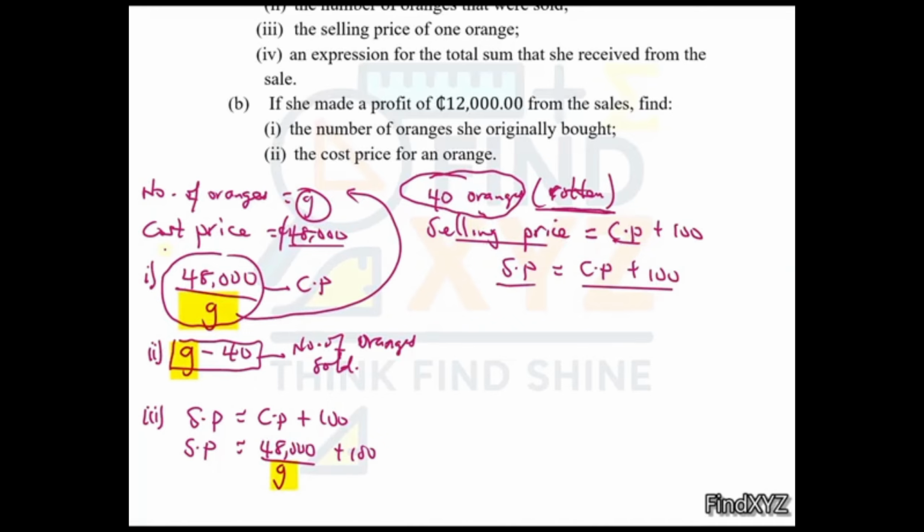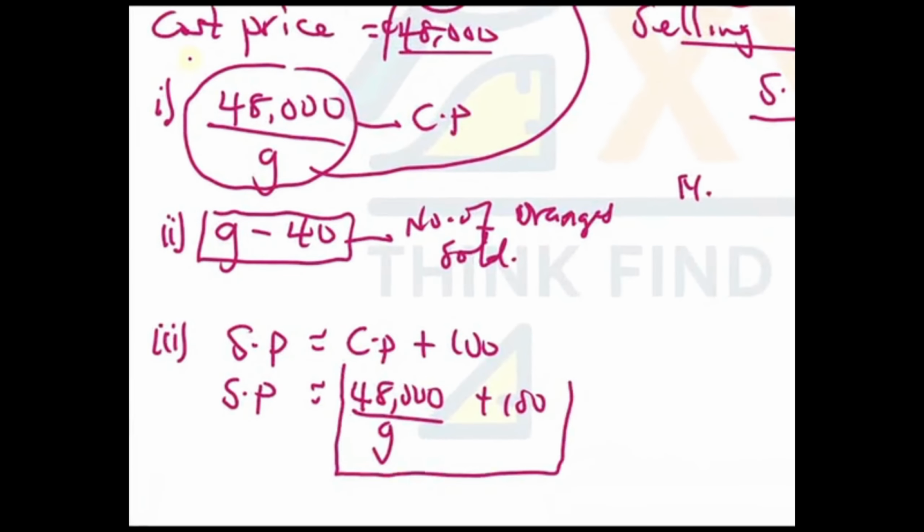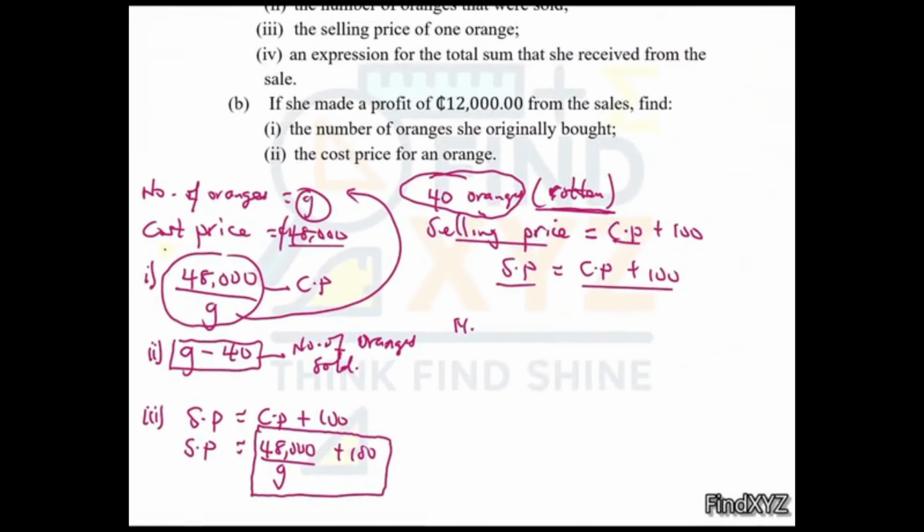Then the last part in the first part, that is IV, an expression for the total sum that she received from the sale. So if the trader is selling each orange at this amount, and how many is the woman selling? That is G minus 40. If we want the total, we just have to multiply, right? So an expression will be the number of oranges sold, which is G minus 40, multiplied by the selling price.